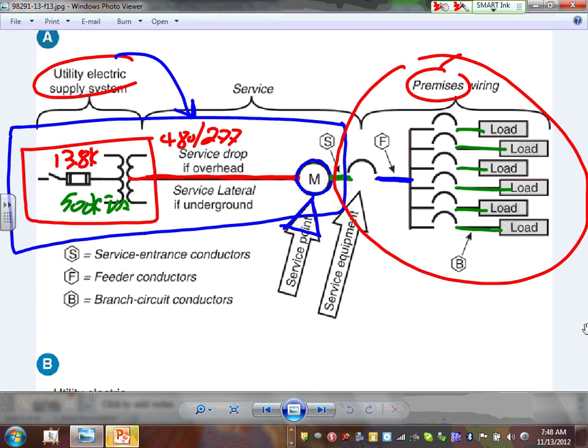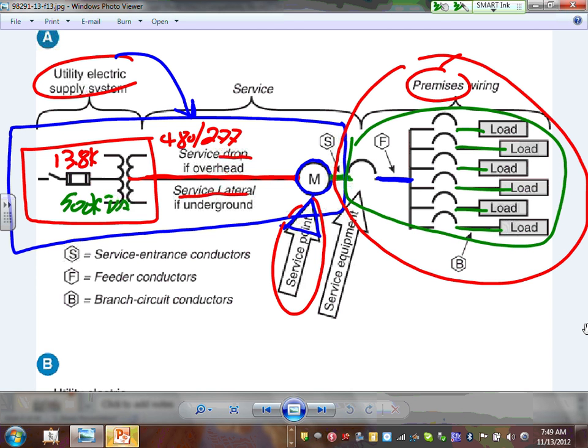Can you give a thumbs up, Chad? We fully understand what a service drop, a service lateral, a service point, and service equipment are. This one is called the service equipment. It is inside a panel. All this will be your main panel, right? All this will be your main panel.